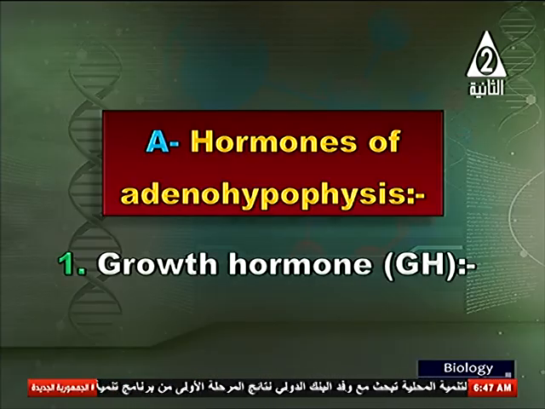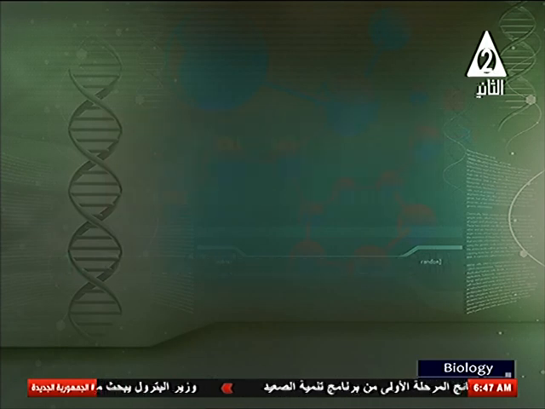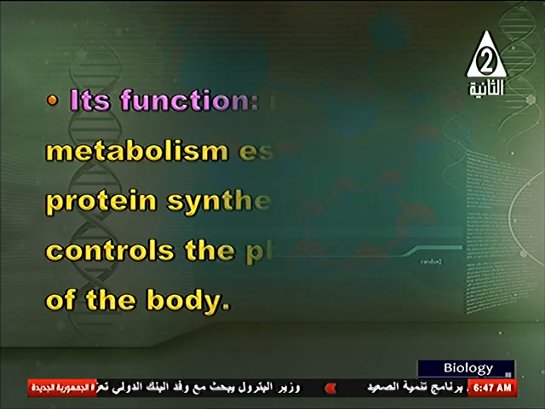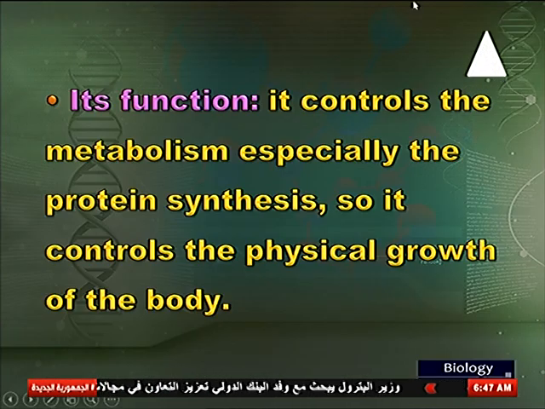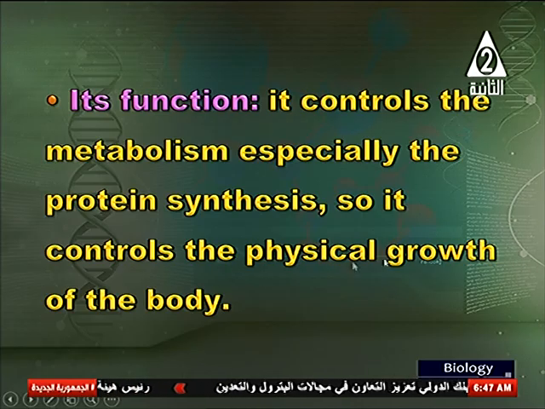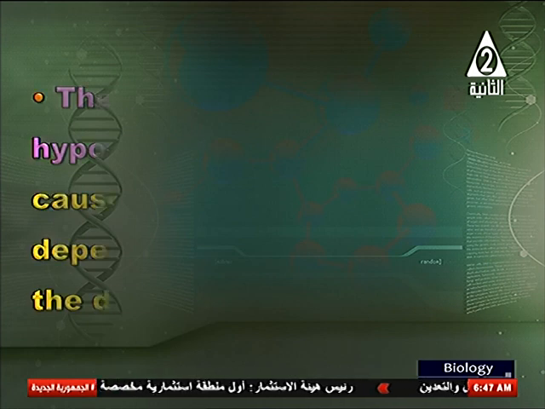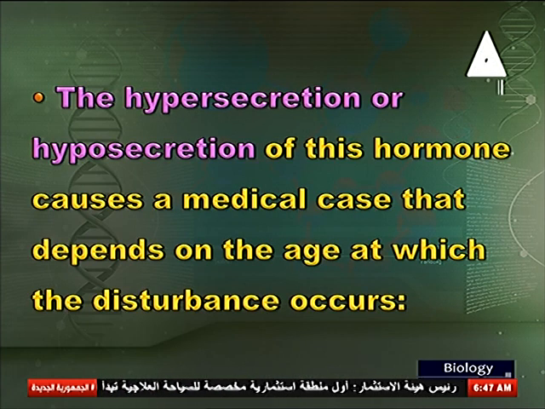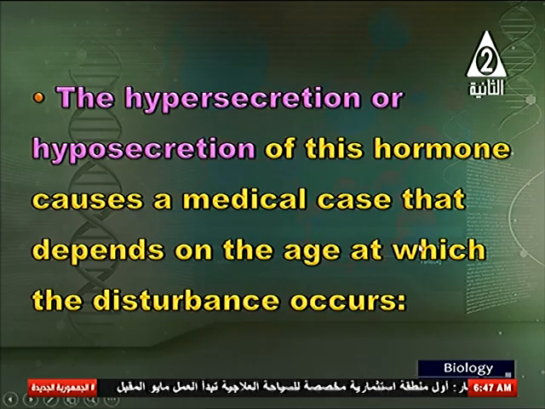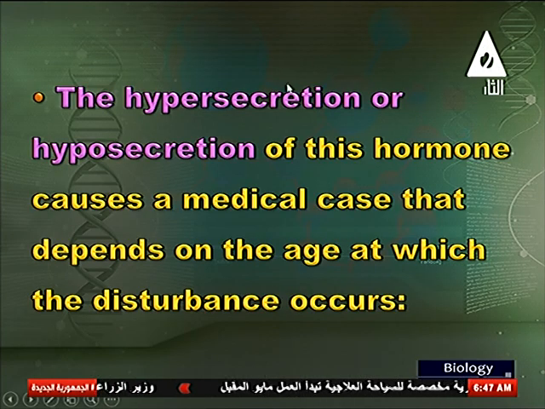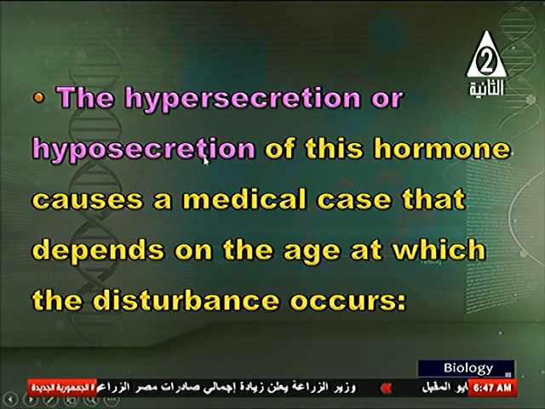The first one is growth hormone, GH. What does growth hormone do? The hormone secreted from the adenohypophysis stimulates and controls the metabolism, especially protein synthesis. So it controls the physical growth of the body, such as muscles, but it also controls bones and all other tissues. Hypersecretion, meaning more hormone than normal, or hyposecretion, meaning less hormone than normal, of this hormone causes a medical case.